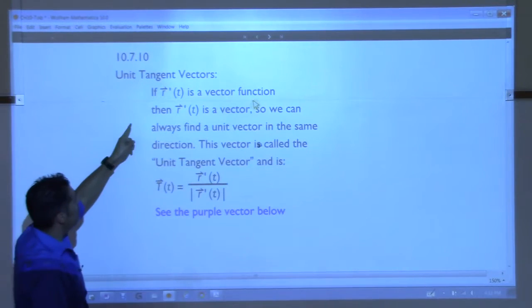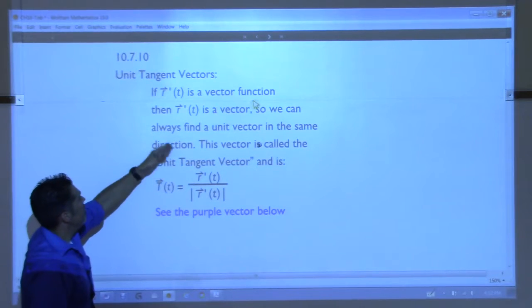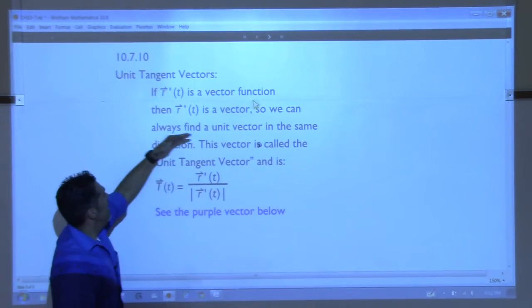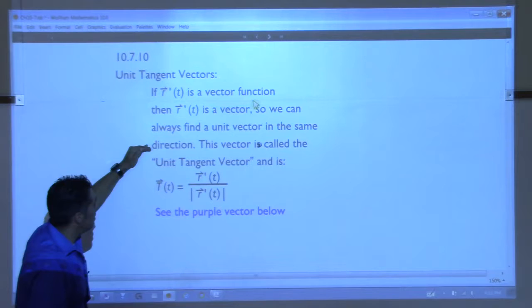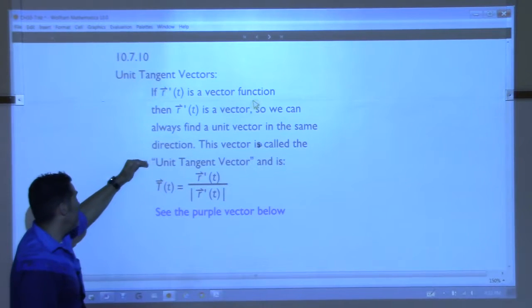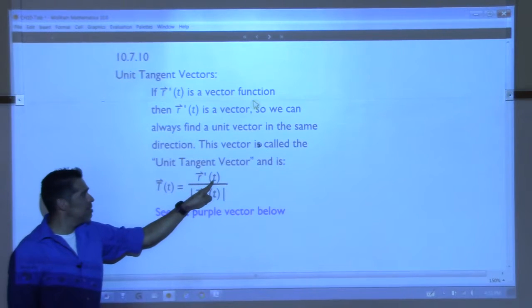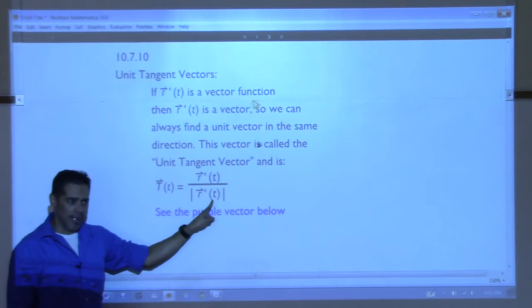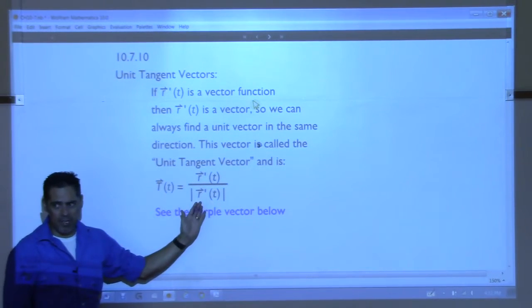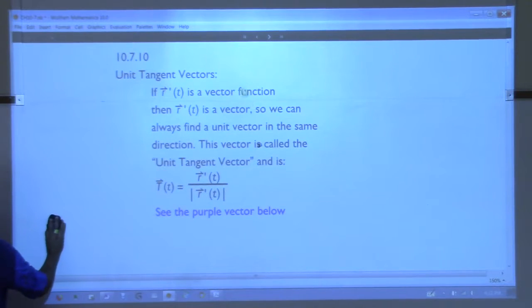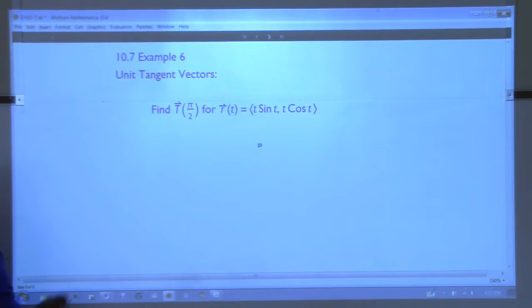So if r prime is a vector function, then its derivative is a vector. And so to find a unit vector in the same direction, which we call the unit tangent vector, and we use capital T to denote it, we just take the derivative vector and divide it by its own length. So it's a pretty straightforward computation. So for the problem we just did, what would be capital T of pi over 2?